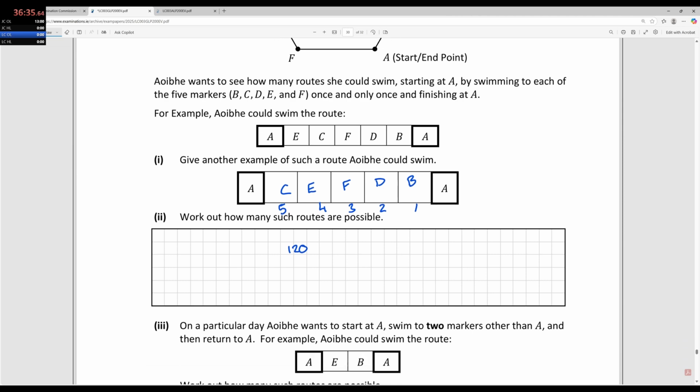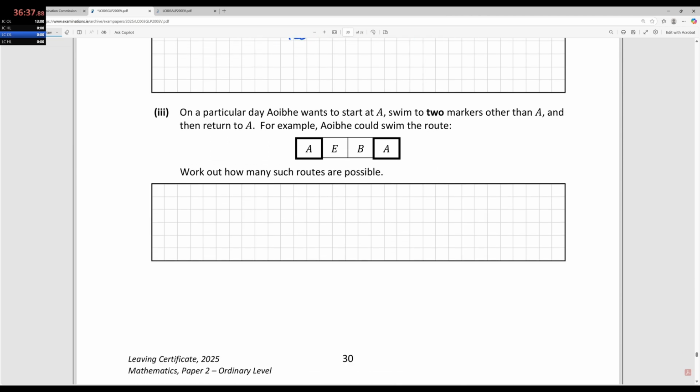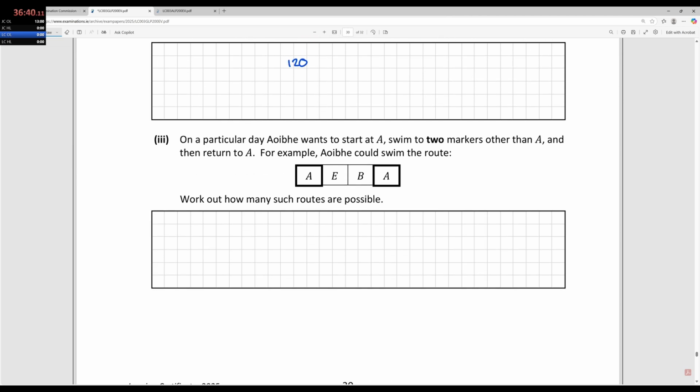On a particular day, she wants to start a day, swim to 2 markers other than A, and then return to A. For example, she could swim this route. How many are possible here? Well, this could be 5 and this could be 4, so that would be 20.